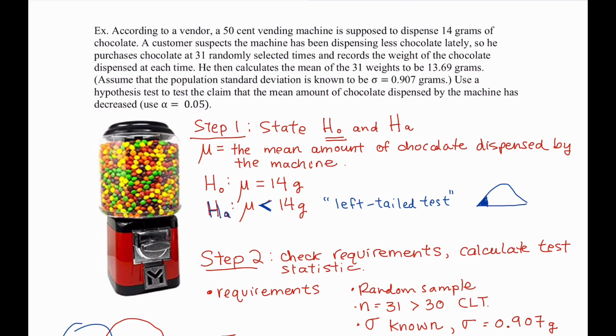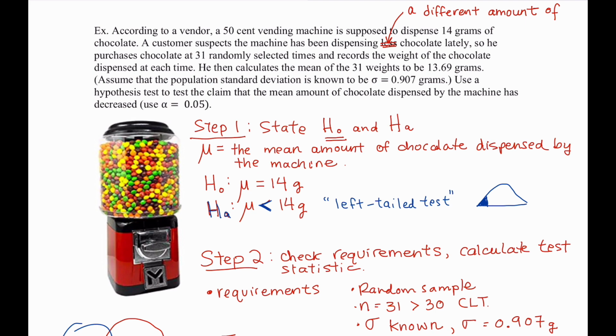If you recall in this example, according to a vendor, a 50-cent vending machine is supposed to dispense 14 grams of chocolate. A customer suspects the machine has been dispensing less chocolate lately. I want to change that to a customer suspects the machine has been dispensing a different amount of chocolate lately. So it could be less chocolate, it could be more chocolate. We don't really know. We just know that it's a different amount.